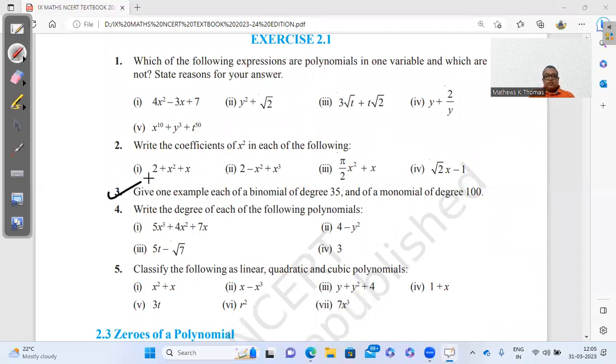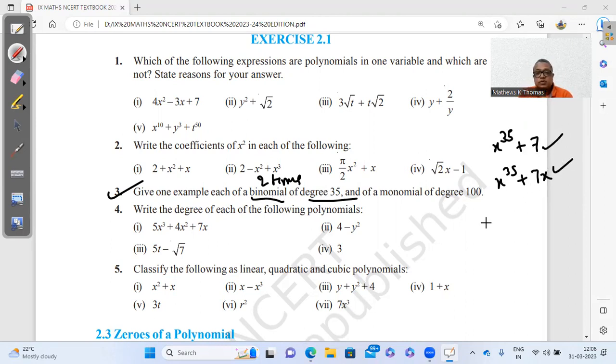Then the next question, give an example of a binomial of degree 35. Now, binomial, I told you, means 2 terms. And degree 35 means the highest power is 35. So you need to give examples where the highest power is 35 and there should be 2 terms. So this is an example of a binomial with degree 35. We can have anything like this. The highest power of x should be 35. That makes it degree 35. And binomial means there have to be 2 terms. So all these are examples.